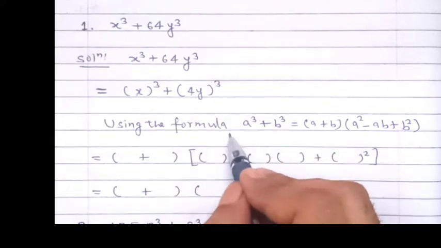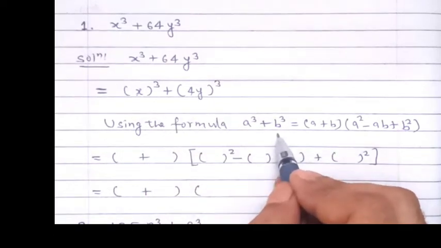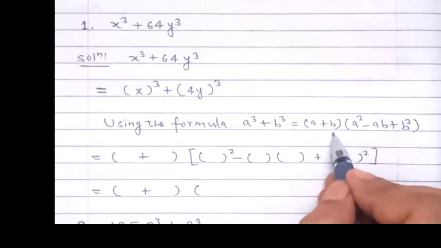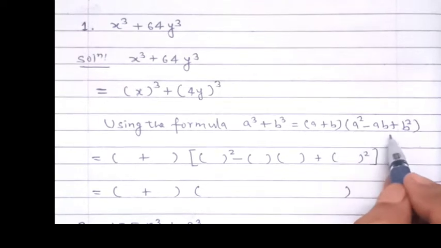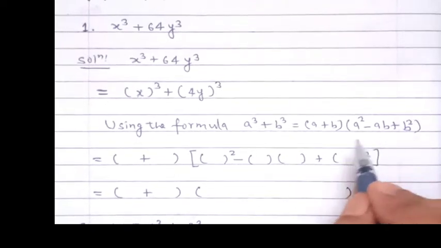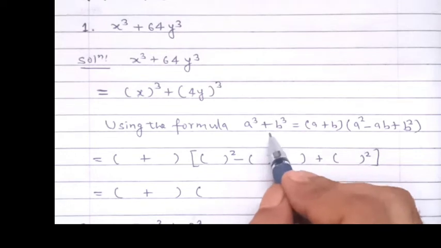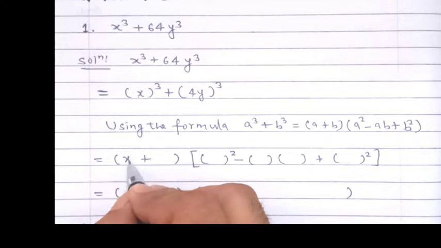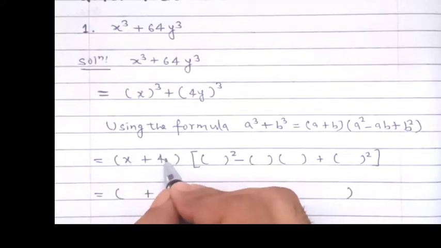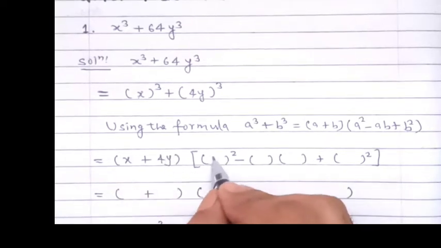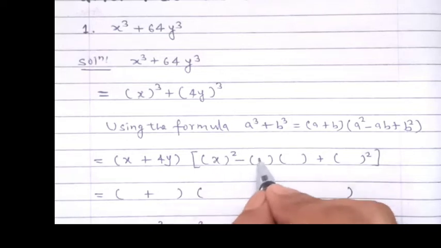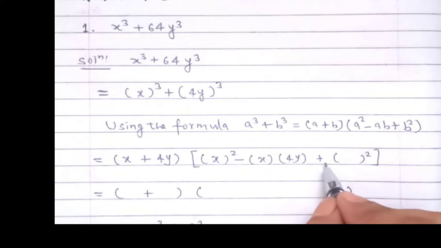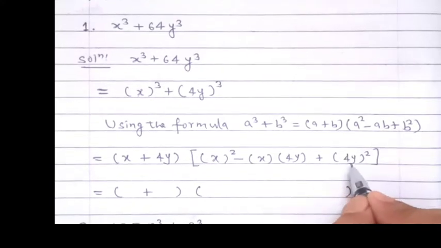So you can use the formula a cube plus b cube, which will be equal to (a plus b) into (a square minus ab plus b square). A represents first term and b represents second term. So you will be writing x plus 4y and then first term is x square minus x into 4y and then you will be having (4y) square.